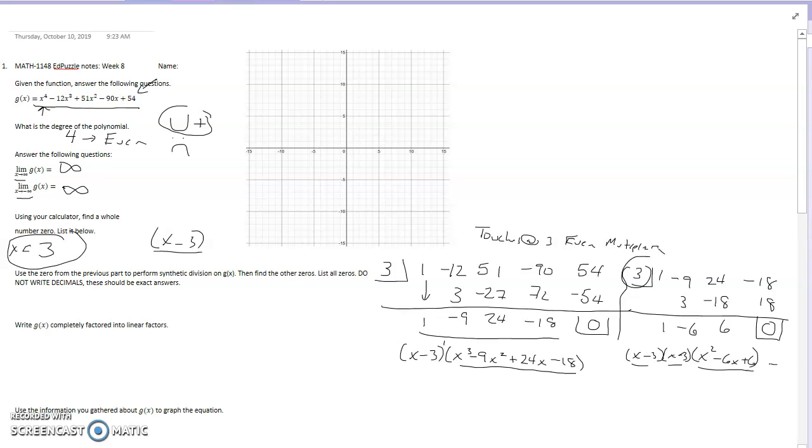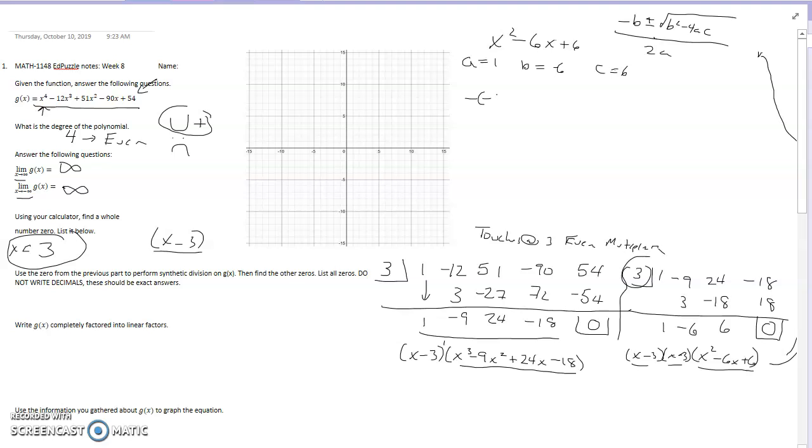So I'm going to take this, we're going to bring this up here, and we're going to work with it. I'm going to take the polynomial x squared minus 6x plus 6, and we're going to work on the quadratic formula. Remember, this is the quadratic formula. It's negative b plus or minus square root of b squared minus 4ac all over 2a. And in this polynomial, a is equal to 1, b is equal to negative 6, and c is equal to positive 6. Let's plug that into the quadratic formula.